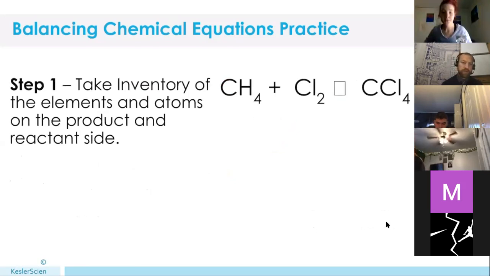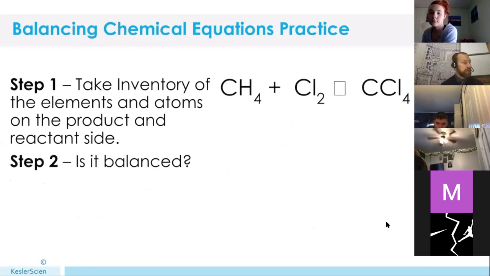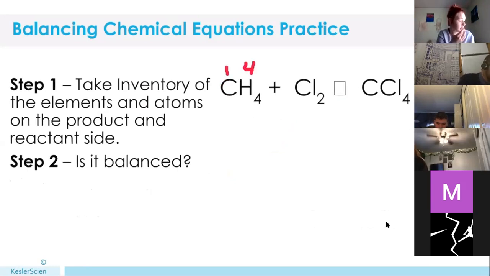Okay, again, we take the inventory of the elements on each side. We then find out if it is balanced. In this case, it is not balanced, right? We have 1 carbon here, 1 carbon, 4 hydrogen. Here we have 1 hydrogen, right? And over here we have 5 chlorine, right? Hydrochloric acid. All right, and carbon tetrachloride.